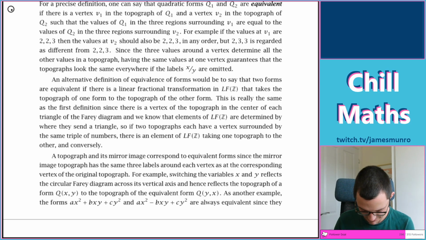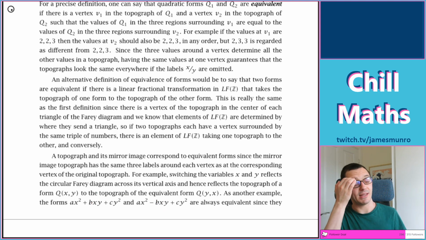These are always equivalent. Why are these always equivalent? So the values, let's think about the values. This one, if you plug in 1, 0, you get A in both. If you plug in 0, 1, you get C in both. And then if you plug in 1, 1 or 1, minus 1, so I'm plugging in different numbers, I'm looking at different, let's see if I can get it in my head.